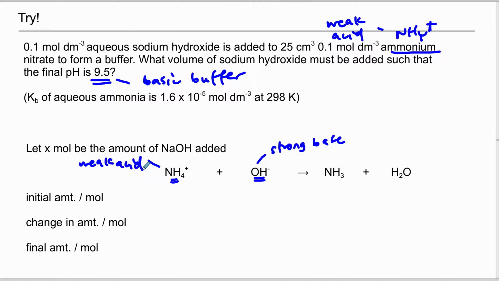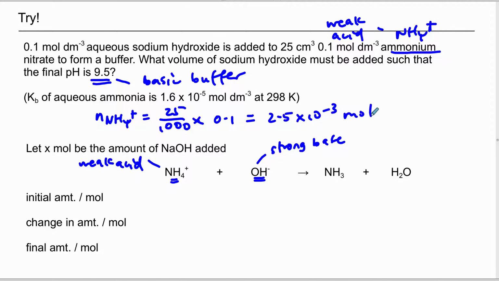So let's try to find out the number of moles of ammonium. The number of moles of ammonium is calculated from 25 over 1000, which is the volume, multiplied by the concentration. So this will give you a value of 2.5 × 10⁻³ moles. So let's see how we're going to do it. Let X moles be the amount of sodium hydroxide. So this will be X, and ammonium will be 2.5 × 10⁻³.